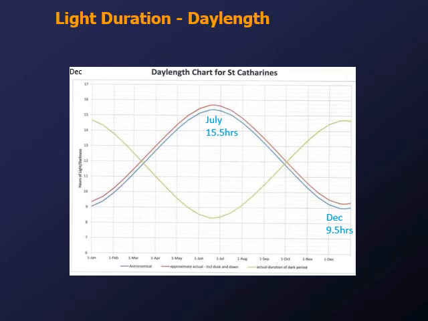Day length as the year goes on is also a factor. So not just your geographical location, but the time of year. This is a plot for St. Catharines. In December, we're looking at around 9.5 hours of daylight. And in July, we have 15.5. That's a big difference.